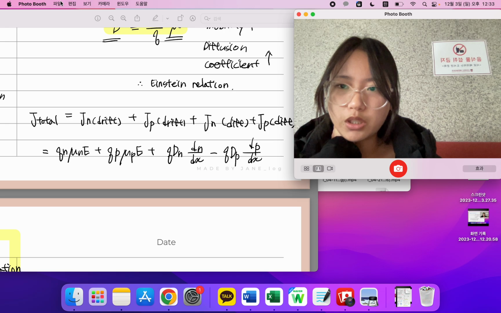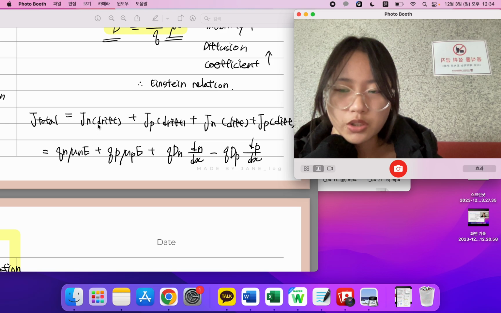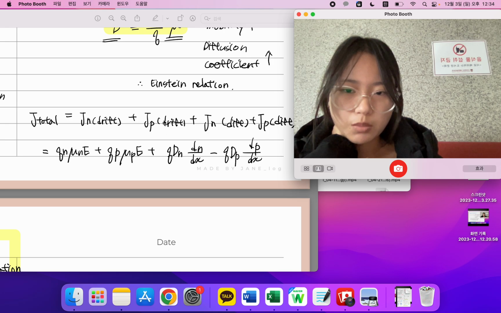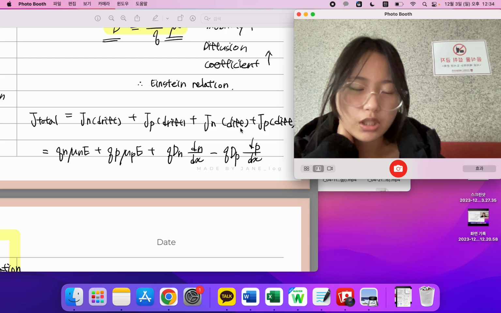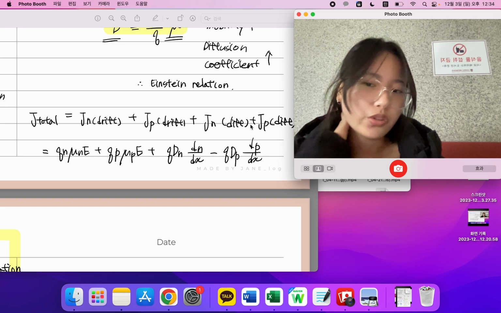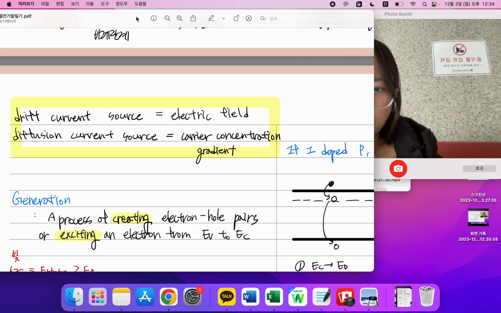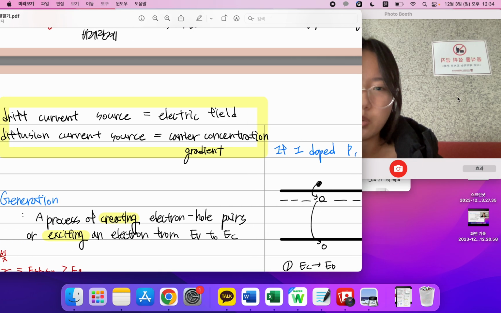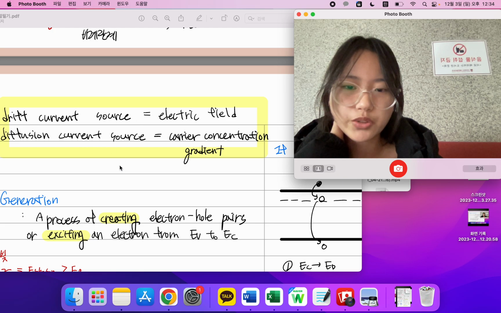And finally, we can derive the total current density. The total current density is the electron drift current density plus the hole drift current density plus the electron diffusion current density plus the hole diffusion current density. So we can know the drift current source is the electric field, and the diffusion current source is the carrier concentration gradient.